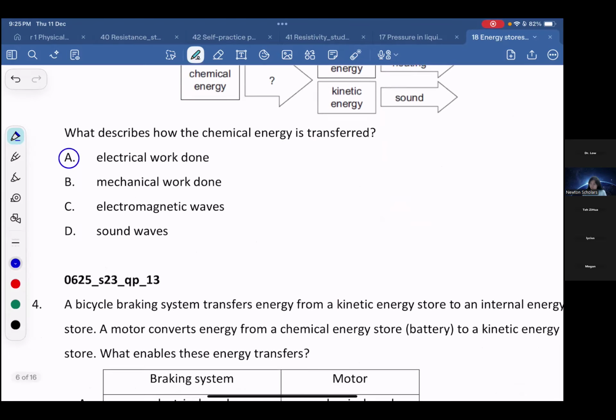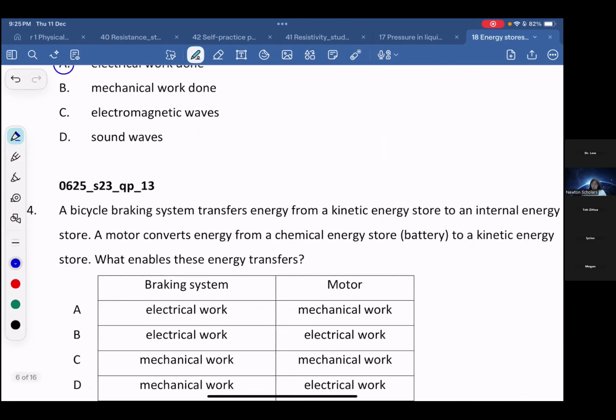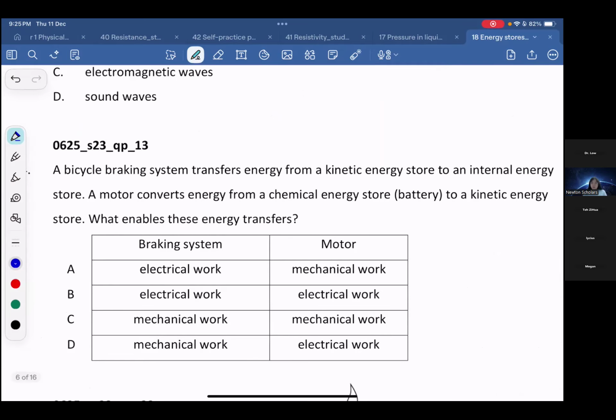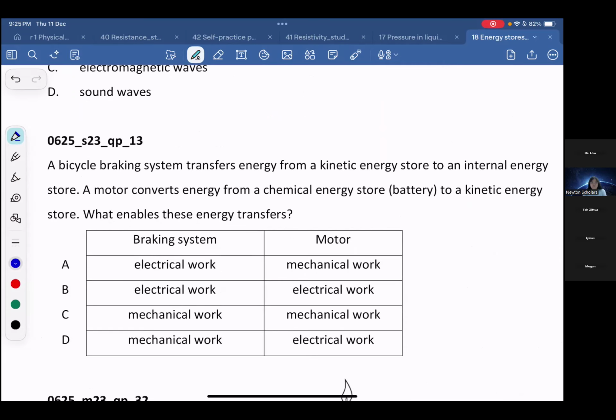Labeling wrong, but it's okay. Can you guys try and then type your answer in the chat box? Let me know your answer.